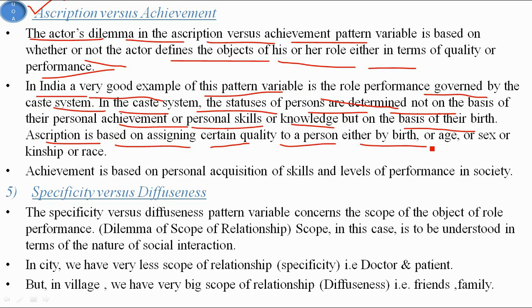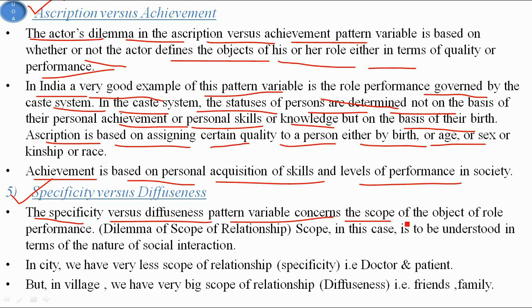Ascription is based on assigning certain quality to a person either by birth, age, sex, kinship or race, whereas achievement is based on personal acquisition of skills and level of performance in society. The fifth one is specificity versus diffuseness. The specificity versus diffuseness pattern variable concerns the scope of the object of role preference. That is the dilemma of scope of relationship.